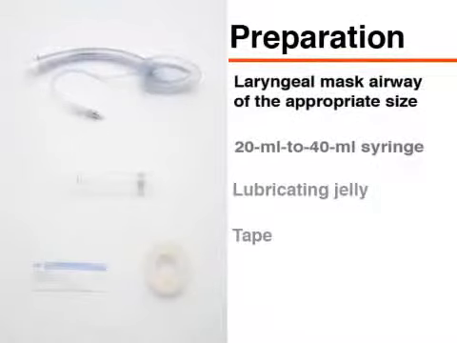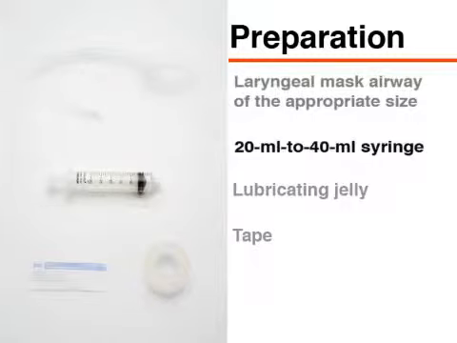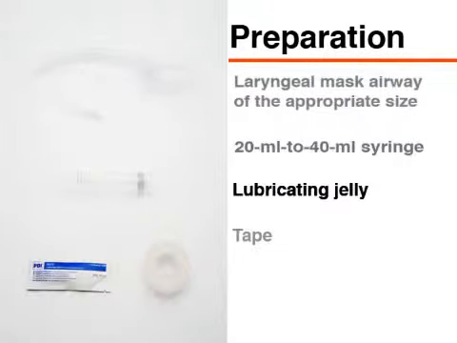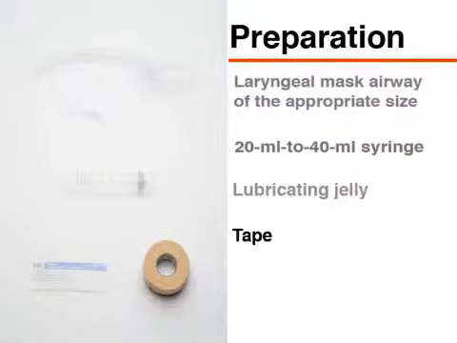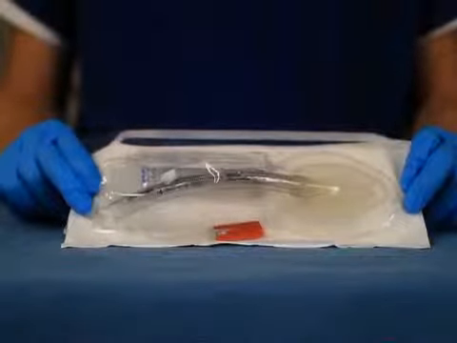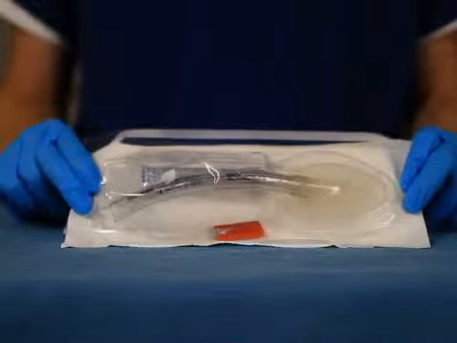You'll need to consult the sizing chart provided by the manufacturer of the device to select the correct size. To prepare for laryngeal mask airway insertion, you'll need an appropriate sized device, a 20 to 40 milliliter syringe, lubricating jelly, and tape. Often, laryngeal mask airways come pre-packaged with an inflation syringe and a small package of lubricant.